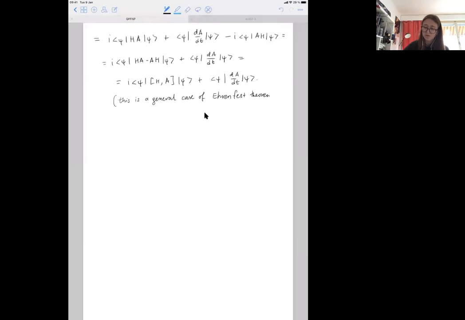The Ehrenfest theorem is formulated for the mean values of X and P operators. But you can easily get it from this by inserting, instead of the arbitrary operator A, the X or P operators.